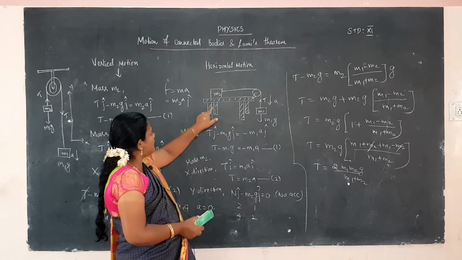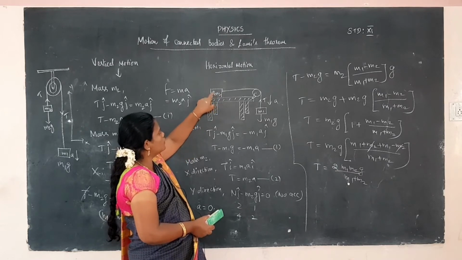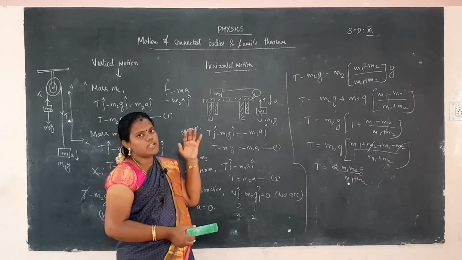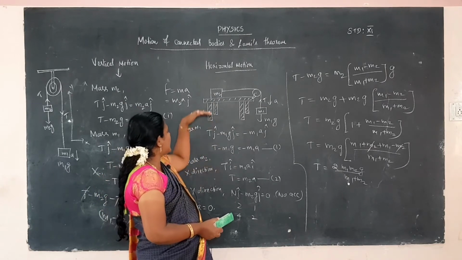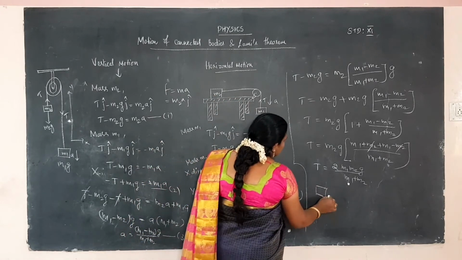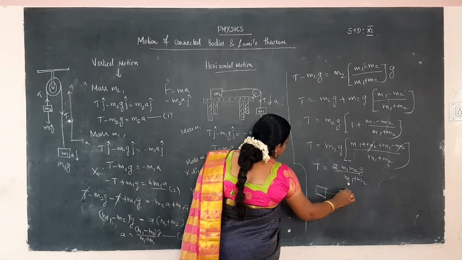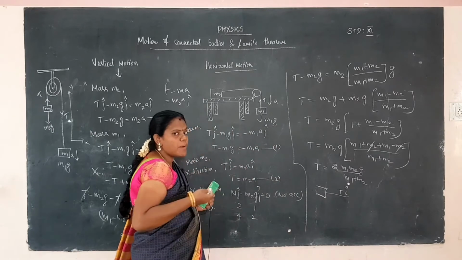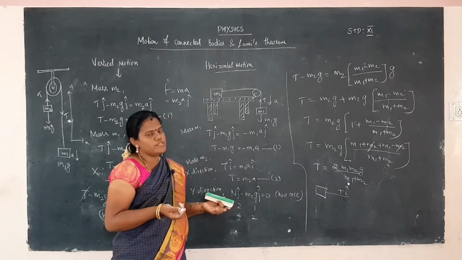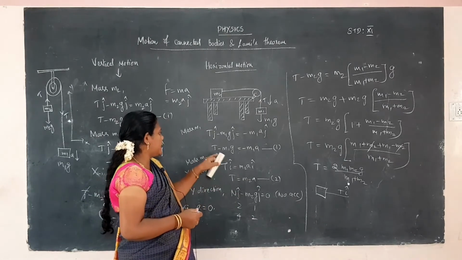Next we consider the mass m2. The mass m2 is located in two coordinate systems, one is the x axis and another is the y axis. First we consider the x axis only. In the x axis the mass is there, and this is the tension. In the x axis we consider the unit vector i cap, in the positive x direction, so it will be taken as positive. No other forces are acting, only the external force, the tension. So T i cap only is there.